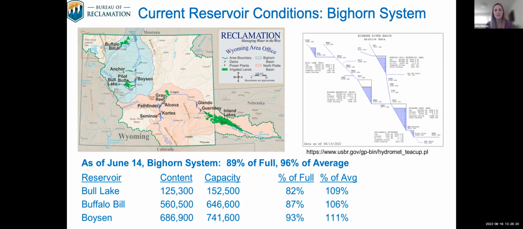Last month, we didn't expect Buffalo Bill to fill, and now we are expecting it to fill. So we are managing the rate of fill at both the Buffalo Bill and Basin reservoirs. The only reservoir not shown there is Bighorn Lake, and as of June 1st, Bighorn Lake is at 86% full. Releases and planned releases are pretty fluid right now as our reservoir outflows are reactive to the predicted inflow rates. As of June 14th, our system was 89% full, which is about 96% of average.